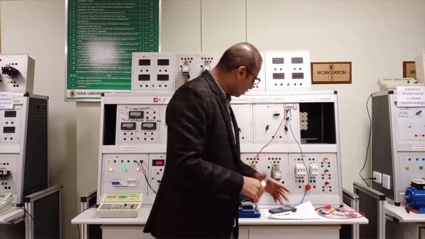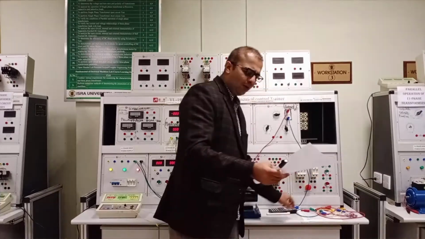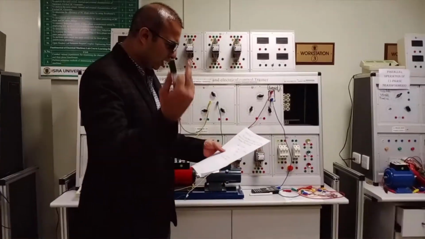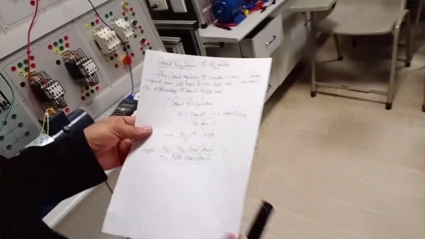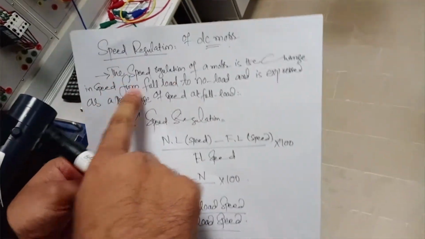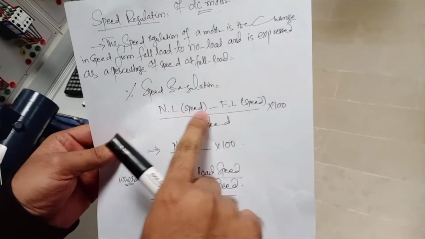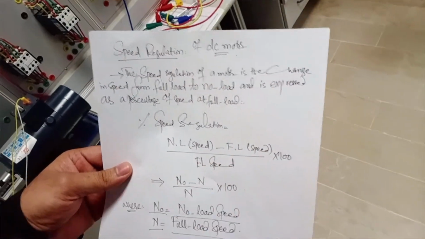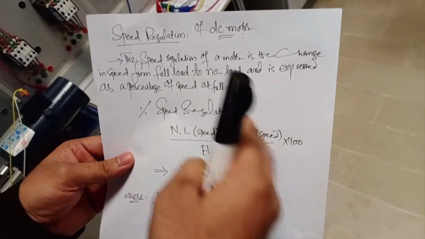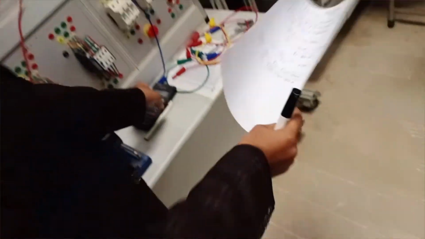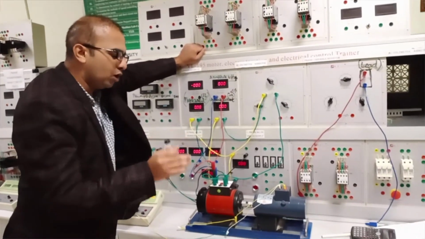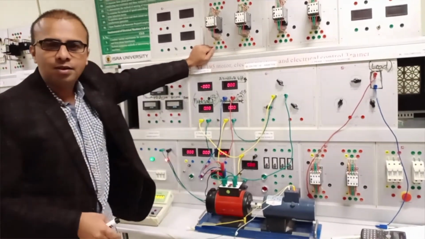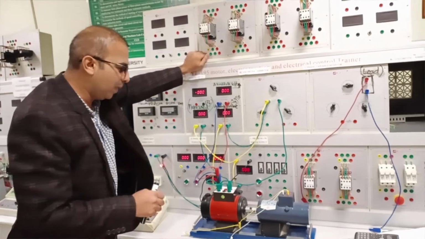So before doing this experiment, we need to know the formula of the speed regulation, and we have to measure these values from this experiment. Speed regulation is your no load speed minus full load speed, divided by full load speed, multiplied by 100. We have to obtain the results from this experiment, then put the values in this formula and get the desired result.